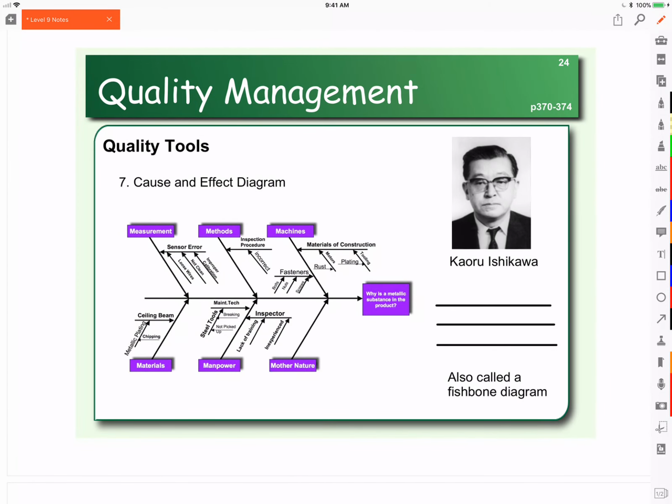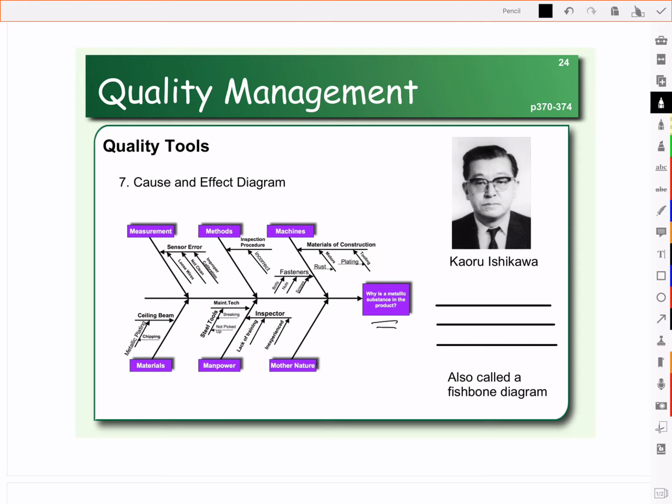Number 7 is what is called a cause and effect diagram. It's created by a guy named Ishikawa, so it's also called an Ishikawa diagram or a fishbone diagram. The way that a cause and effect diagram works is we have some kind of quality issue. In this case, we have metallic substances appearing in the product, some metal flakes. And then the cause and effect diagram helps us to understand why that might be occurring.